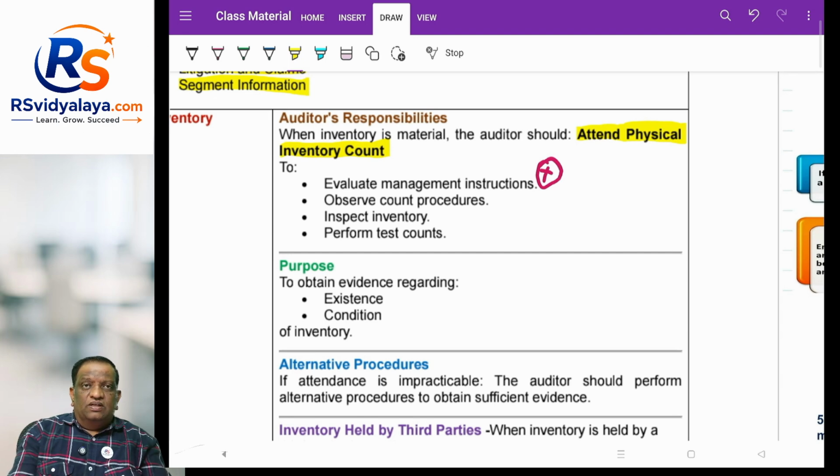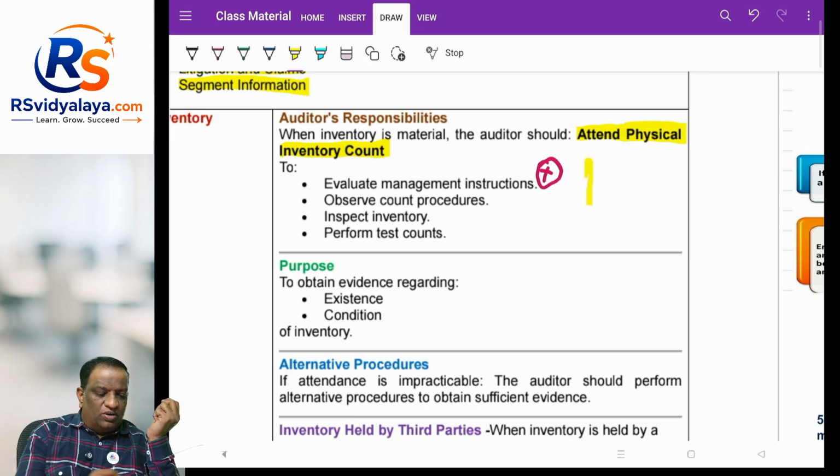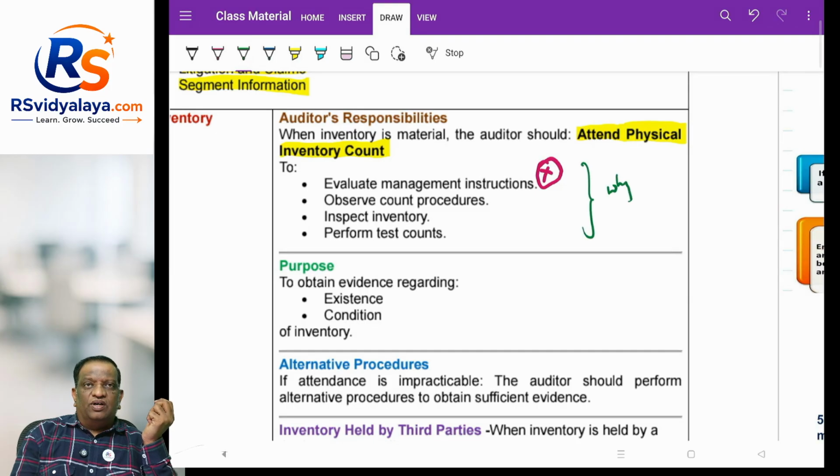Here comes the question. On one hand, we say it is the management who will have to conduct the verification. Then again, the auditor must attend. When the management is conducting the verification, what does the auditor have to do with that? Why should he physically attend? So, all this we talk about is the why of it. Why should he attend? That is what we are trying to answer.